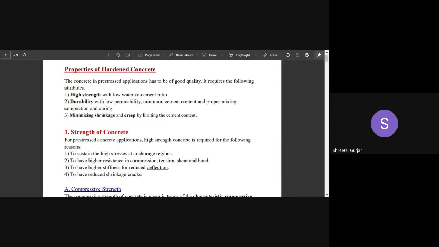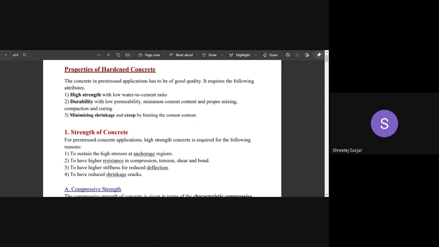Okay, so I hope you can see the screen which I have shared. And coming to properties of hardened concrete, we are dealing with properties after your concrete has hardened, and not in fresh state. So we are mainly dealing with properties of hardened concrete and not of your concrete in fresh state.